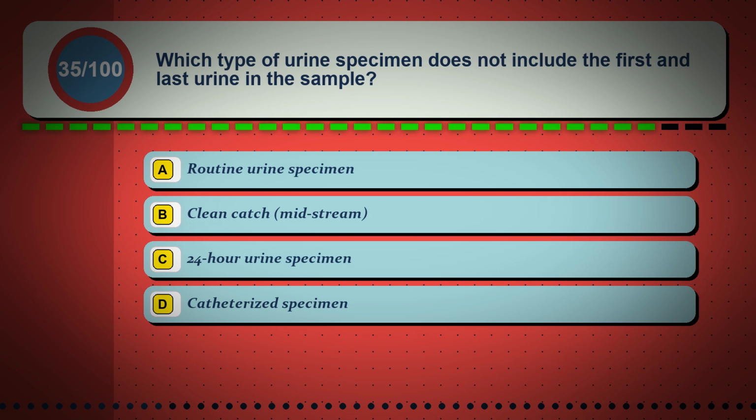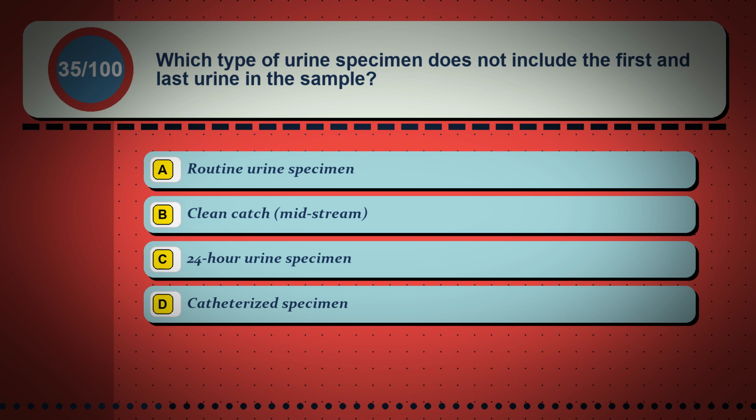Question 35. Which type of urine specimen does not include the first and last urine in the sample? Option A, a routine urine specimen. Option B, clean catch, midstream. Option C, a 24-hour urine specimen. Option D, catheterized specimen.